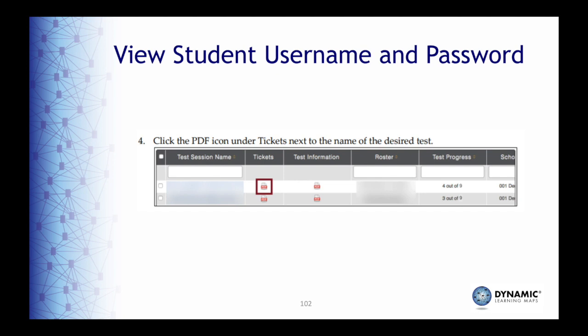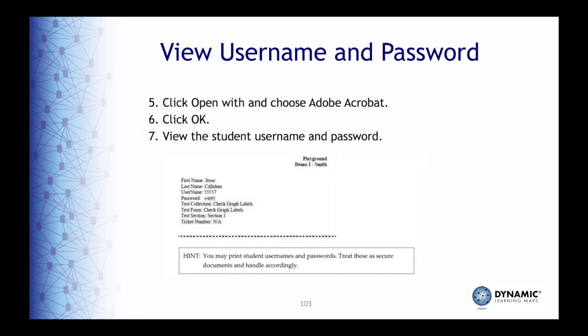The PDF in the Tickets column includes the student's credentials for Student Portal. The PDF test ticket includes the student's name, username, and password. Student credentials may be printed, but should be treated as secure documents.